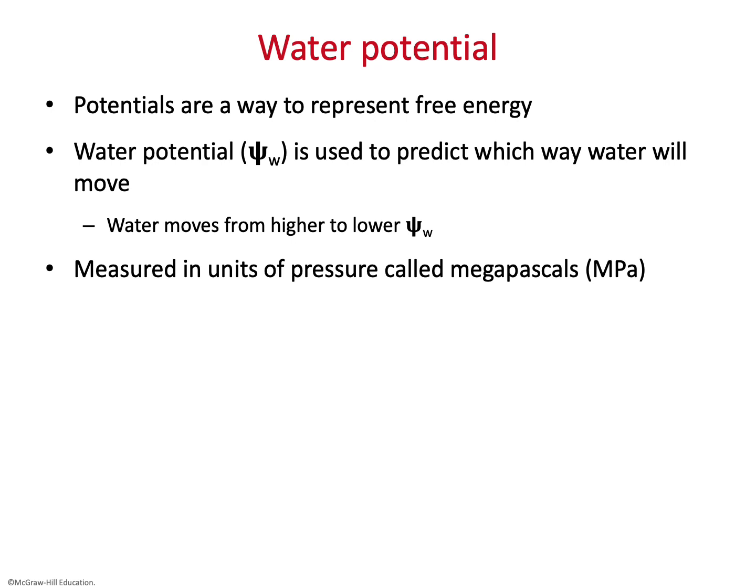Potentials are a way of representing free energy. Water potential, or psi W, is used to predict the direction of water movement from one place to another. Water will move from a cell or solution with a higher water potential to a lower water potential. Water potential is measured in units of pressure called megapascals.